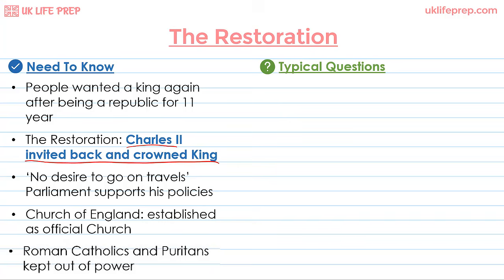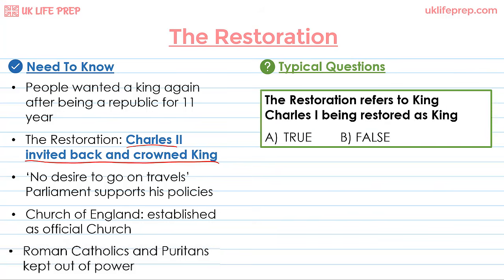The Reformation, which we saw much earlier, was the movement against the authority of the Pope and the Roman Catholic Church, whereas the Restoration was the re-establishment of the monarchy by recrowning Charles II as king. Looking at some typical questions now, the first question reads, the Restoration refers to King Charles I being restored as king. We saw earlier that it was Charles II being restored as king, and therefore the statement is false.